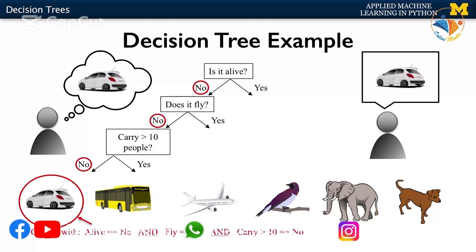When the answer to the first question comes back as no, it's not alive, a second question might be, does it fly? When that answer comes back no, we can continue to narrow down the set of possible answers by asking more and more specific questions, such as, can it carry more than 10 people? In this way, any given object can be categorized as either matching the target object the first person is thinking of or not, according to its features, as determined by asking this series of yes or no questions.